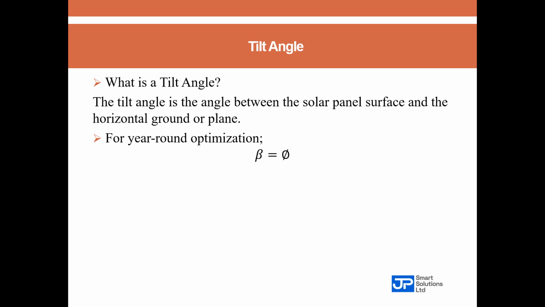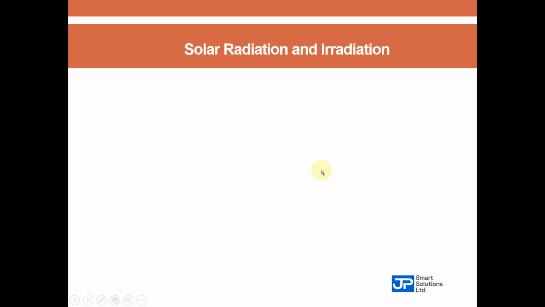So if the solar panel is at the equator, then the tilt angle becomes 0 degrees because the sun rays are parallel to the equator. Remember, we said beta is equivalent to the tilt angle. And the next part we are going to be looking at is solar radiation and irradiation.